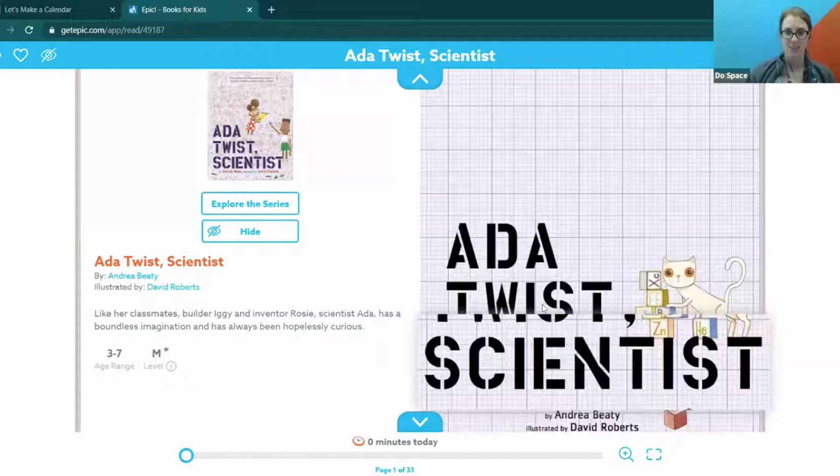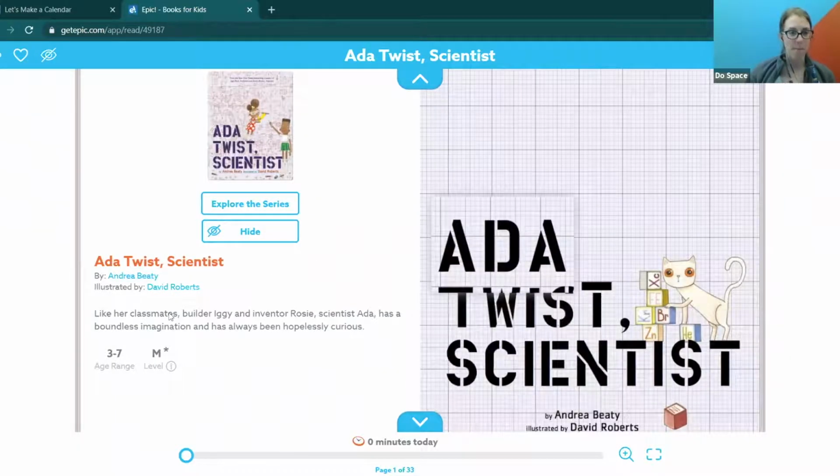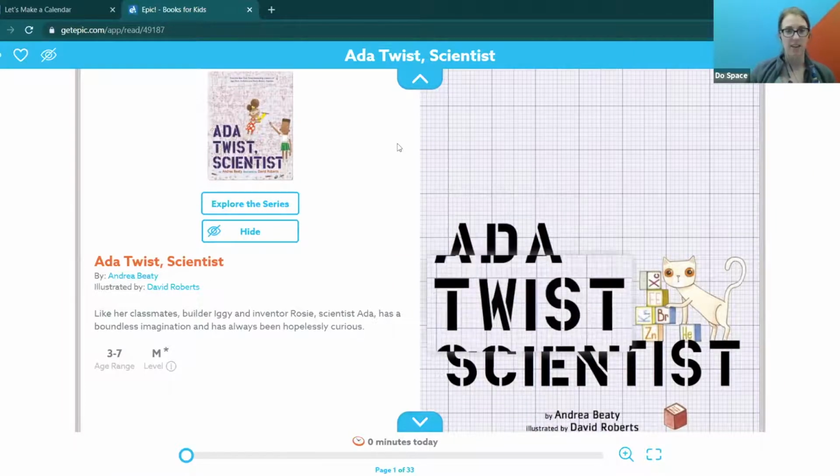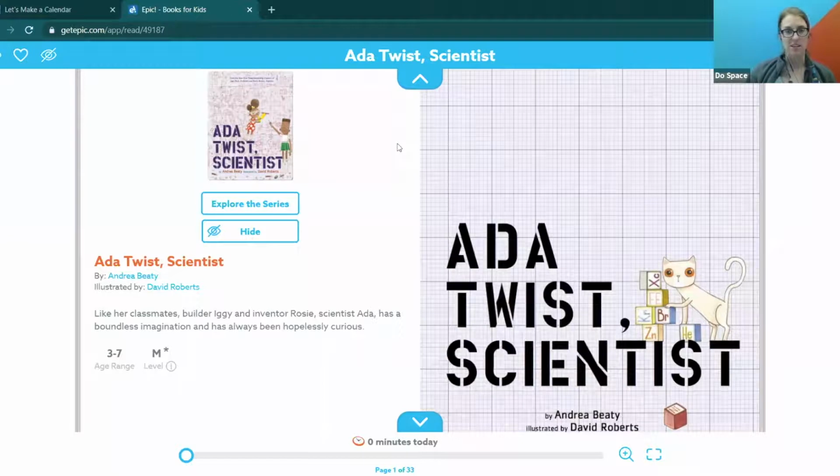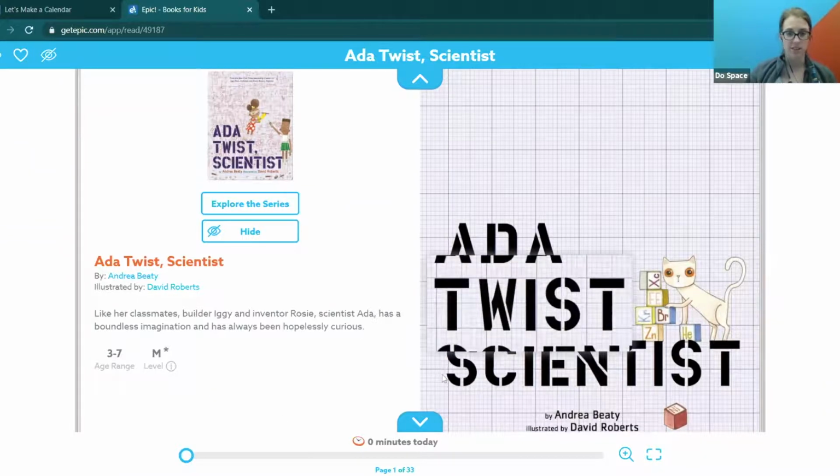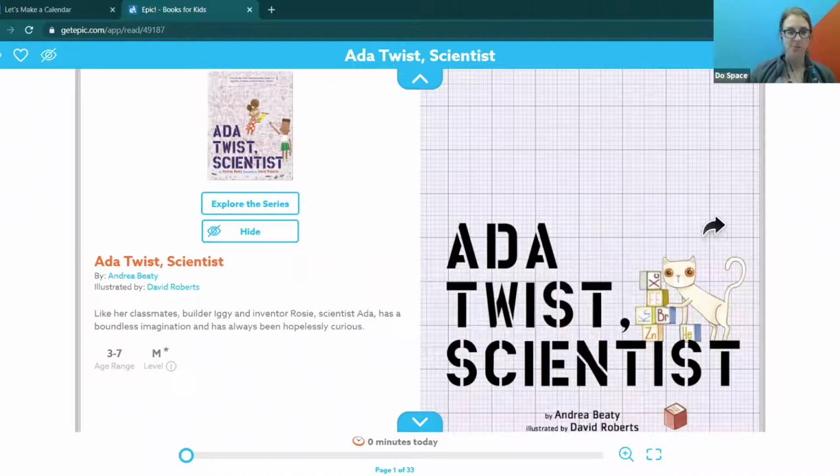So I'm going to share with you my screen one more time so that we can read Ada Twist, Scientist. I hope you can see this. So, Ada Twist, Scientist by Andrea Beaty, illustrated by David Roberts. I think her books are so great. So let's read Ada Twist, Scientist.